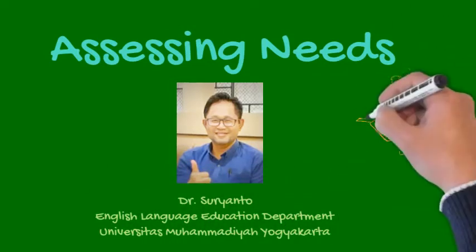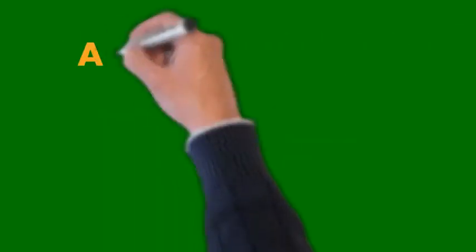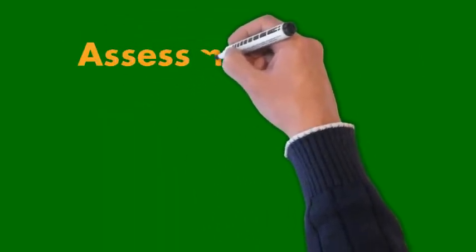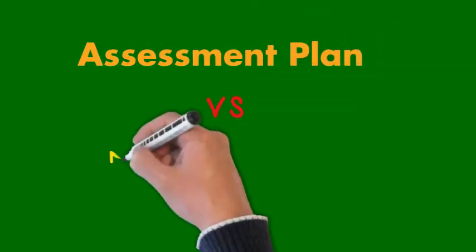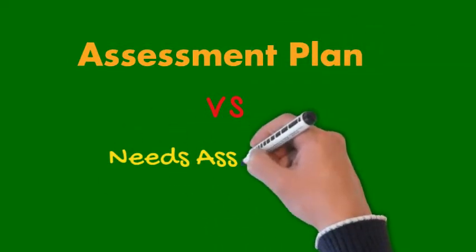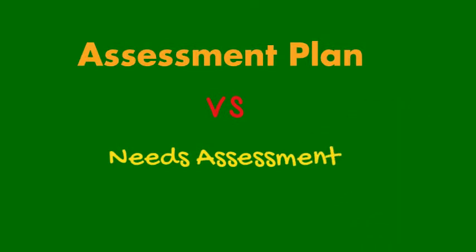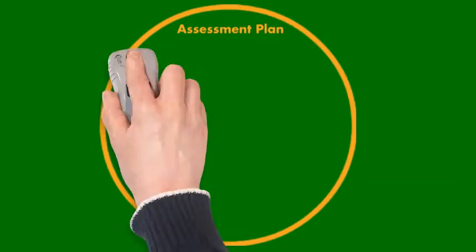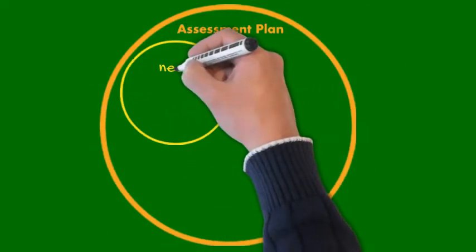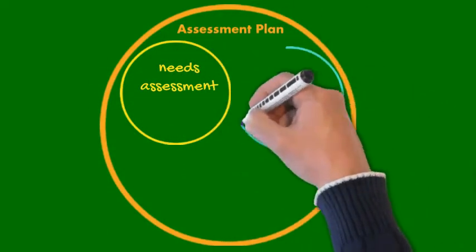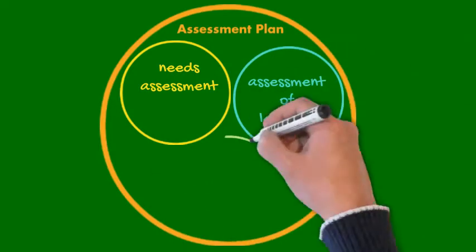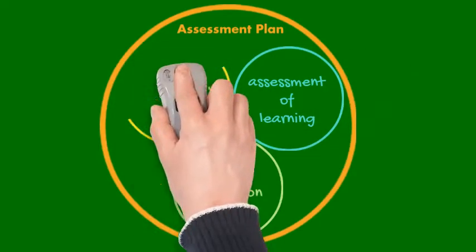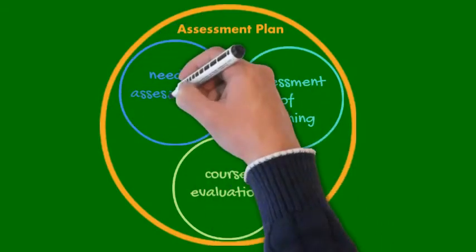We'd like to study assessing needs. In the beginning, we have to be able to differentiate between assessment plan versus need assessment. Assessment plan is the big one. Assessment plan consists of three things. The first one is need assessment, and then assessment of learning, and then the last one is course evaluation. And today we would like to focus to learn about need assessment.